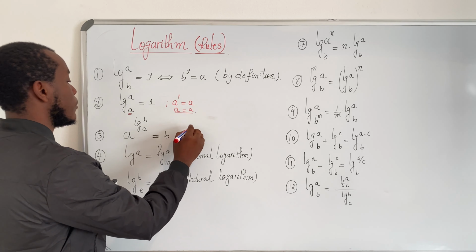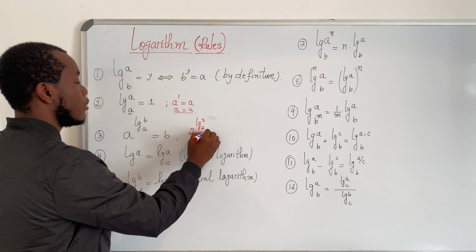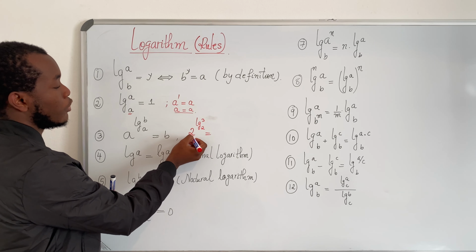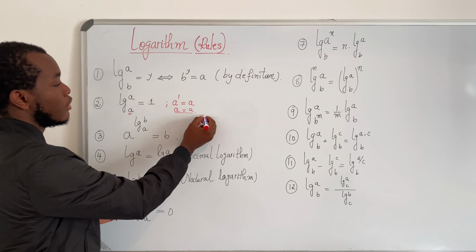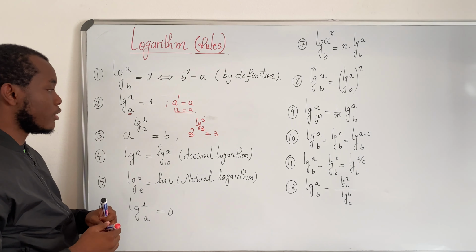For example, let's say we have 2 to the power log of 3 to the base 2. Since the base of the power is the same as the base of the log, the answer is 3. This is equal to 3.